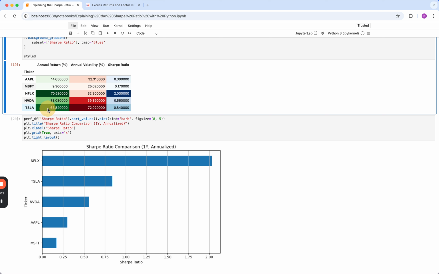Now, you might be thinking, well, Tesla's pretty good as a company. Like, I like Tesla. We all like buying Tesla. But here Tesla has a 65% return. It also has a 72% volatility. So its Sharpe is much, much worse. And then it looks like Microsoft really is the most troubled here with a return of like 9% and a volatility that's much higher than that.